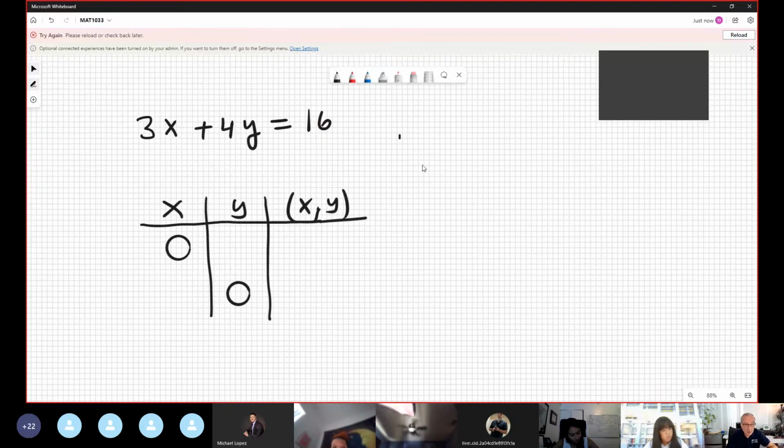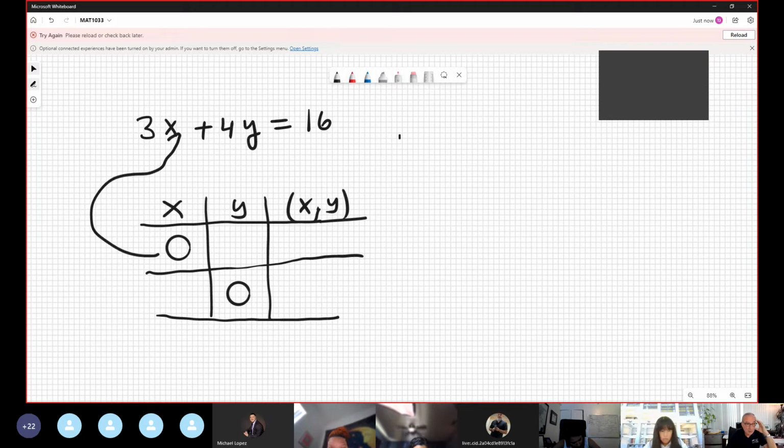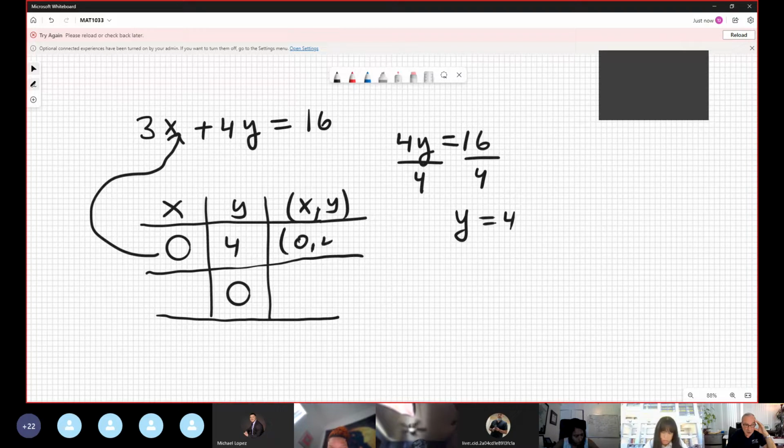So in order to find the first row, x equals 0, you plug in this 0 here. Then 3 times 0 is 0. Then my equation is reduced to 4y equals 16. Divided by 4, because my goal is to solve for y, y is 4. And the famous point is the point 0,4, which represents the y-intercept.